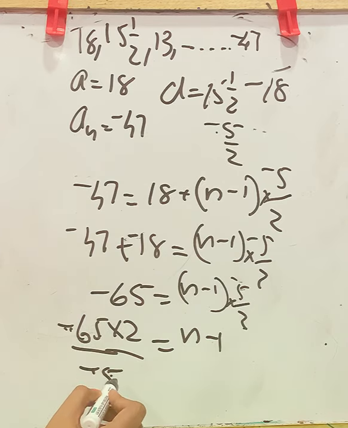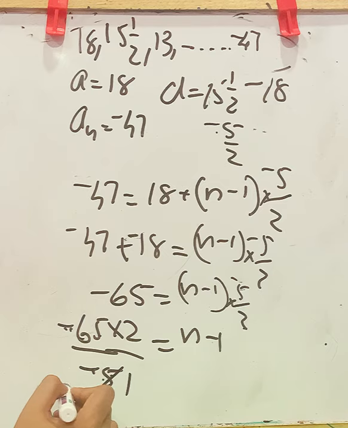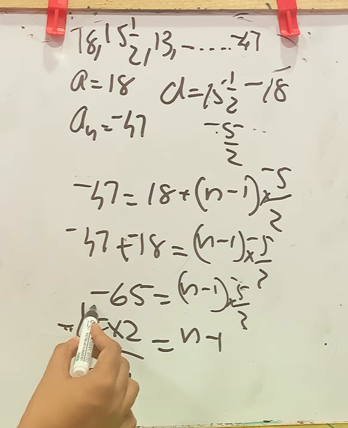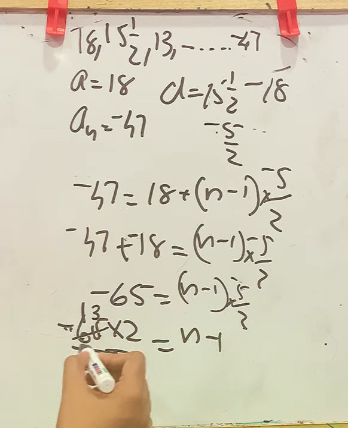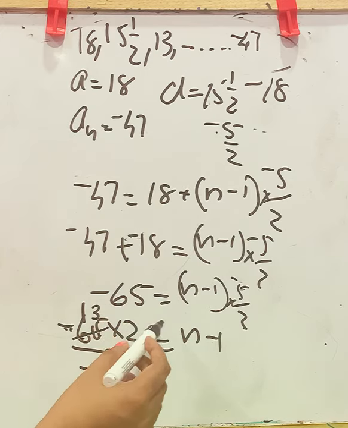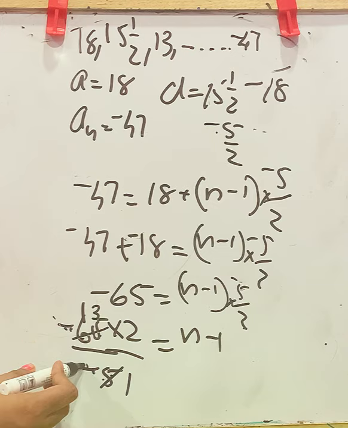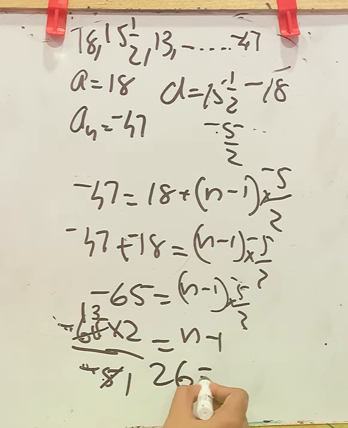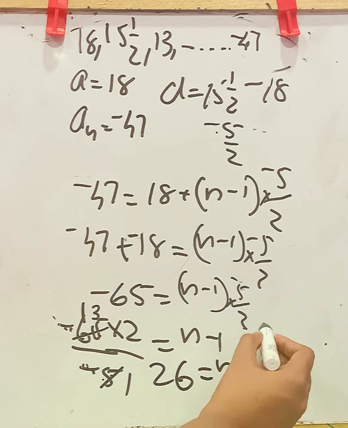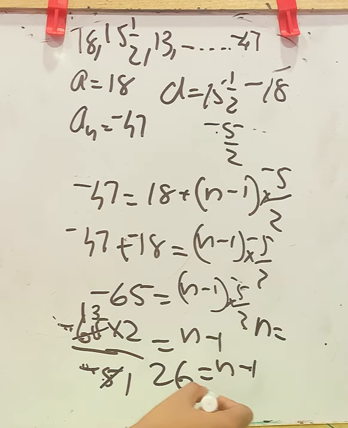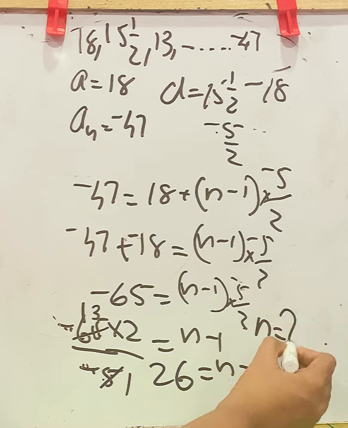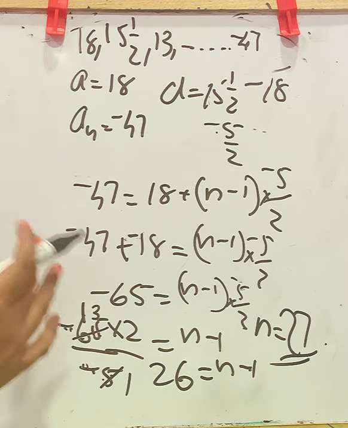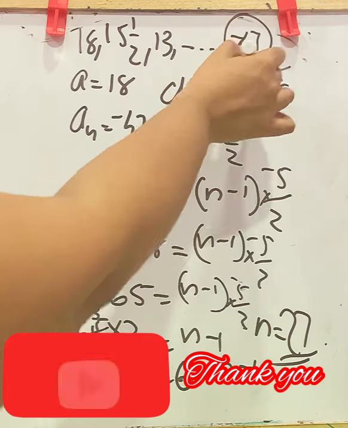Now 65 is a multiple of 5. So 5 1s are 5 in 65. 1 5s are 5, balance 1. 5 3s are 15. Here we have positive 13 into 2. Both negatives become positive. So this is 13 into 2. 13 2s are 26 equal to n minus 1. And n equal to, this negative 1 taking to the side, 26 plus 1, 27. So how many terms are there? 27 terms are there because this is 27th term.